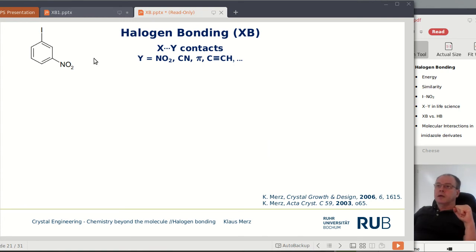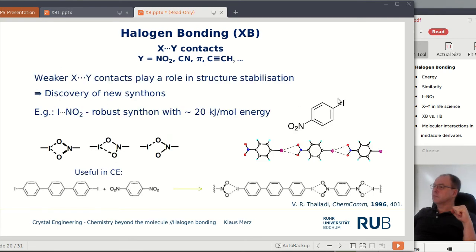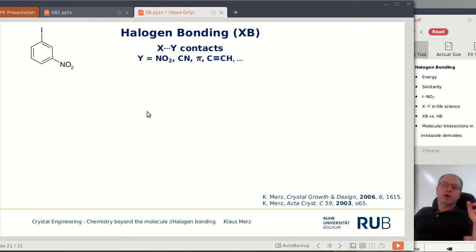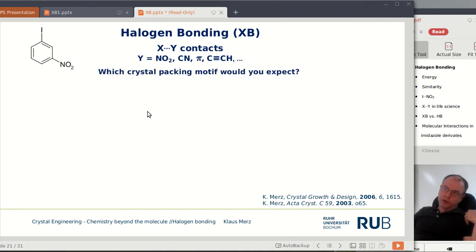Let's try. Have a look at this compound. Iodine, nitro, nearly similar. 1,4 position, 1,3 position. Think about the crystal structure. What do you suggest? Which crystal packing motif would you expect?